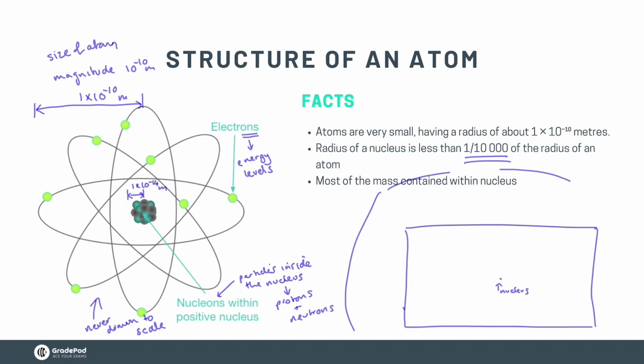The final thing we know about the structure of the atom is that most of the mass is contained within the nucleus. So the electrons don't have very much mass at all. And in fact, inside the nucleus, we have protons and neutrons, and they have most of the mass.